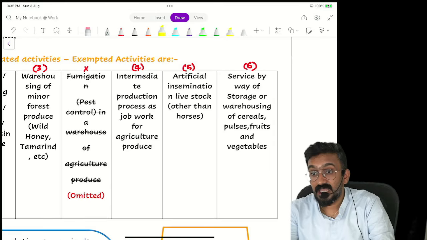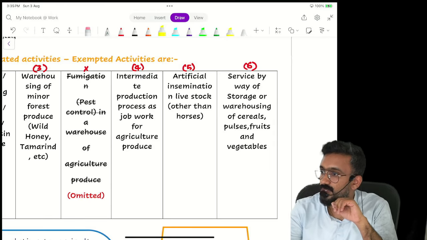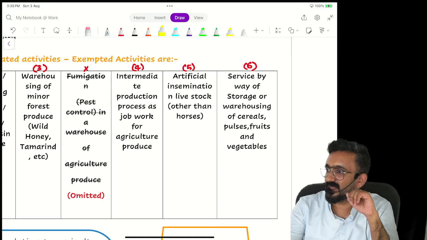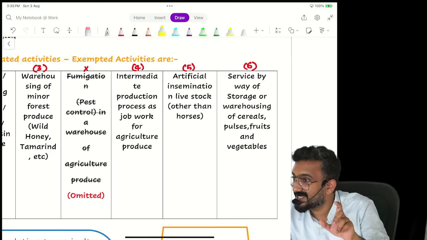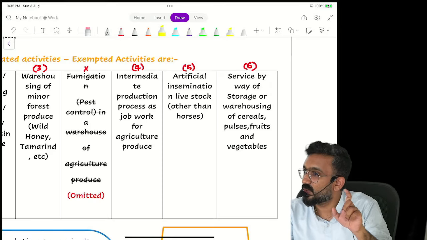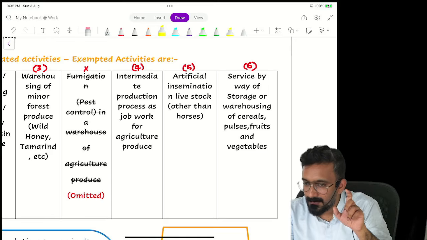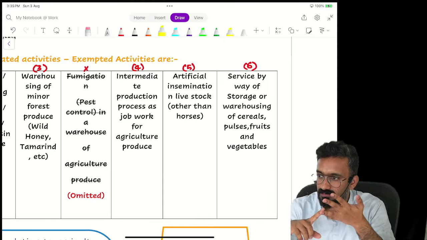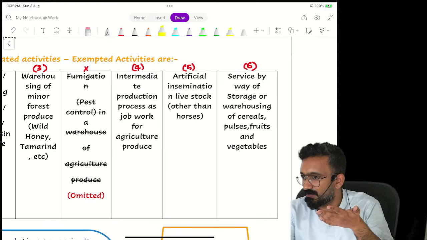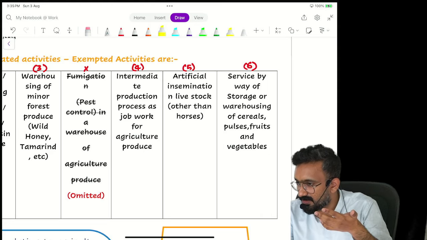I'm saying that apart from agriculture produce, there are a few things that are specifically exempted. For what part? Storage and warehousing. LUPSW also has SW. What is SW? Storage and warehousing. So we can say, since pulses, cereals, okay, cereals are your processed grains.